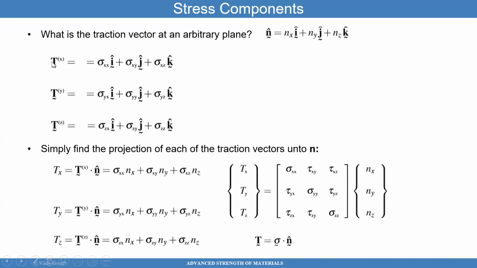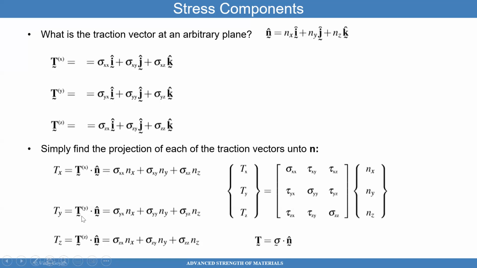So if the traction vector is defined like this and like this, we can simply find the projection of each traction vector onto this normal vector n. If I take the dot product of this with n, what I get is sigma xx nx plus sigma xy ny plus sigma xz nz. And that is the traction component along the x-axis, acting on that arbitrary slanted surface whose normal is n. So all you have to do is a projection of two vectors.